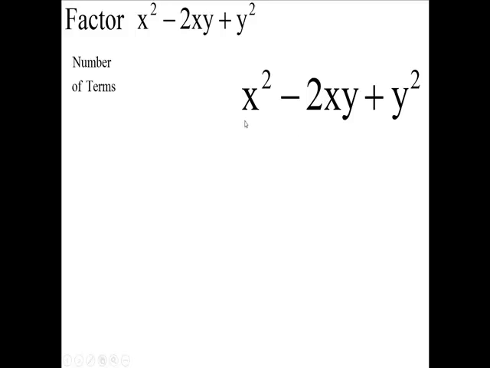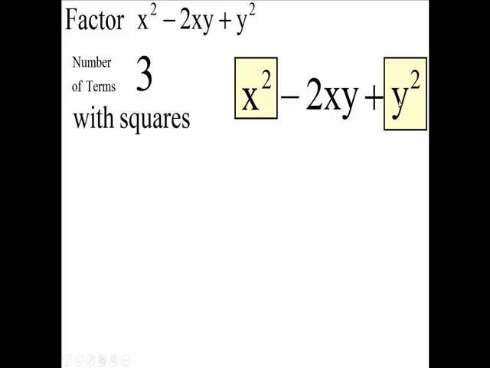Let me show you. First thing we notice about this, not only three terms, but this is a square, and this is a square. In other words, x times x is x squared, and y times y is y squared. So the first and third terms are perfect squares. Because they're perfect squares, I want to say my terms are going to be x and y. Now the sign's going to be minus because I have a minus 2xy right there.